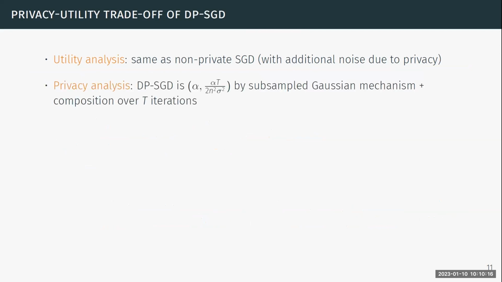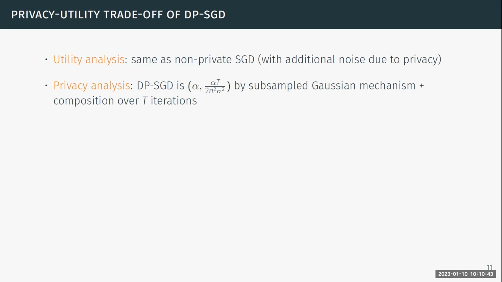And then for privacy, we can show that DP-SGD satisfies this alpha T over 2 n squared sigma squared. This is directly just applying the subsampled Gaussian mechanism, right? We add Gaussian noise and we subsample 1 point at each step. So q is equal to 1 over n squared. This is why we have this n squared here, which we are happy about, right? Because this means the more data we have, the better privacy we have.